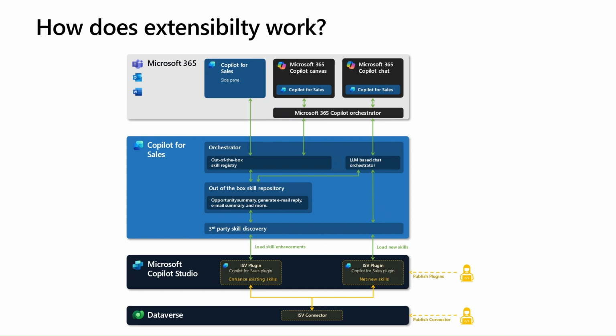With the extensibility, the skill servers can interact with these third-party plugins to enrich the existing insights or present a new question-answer based insight. As you can see on the screen, you can build these ISV plugins using Microsoft Copilot Studio. These ISV plugins or custom plugins interact with the ISV connector or your custom connector in the Dataverse, which in turn communicate with your third-party APIs.